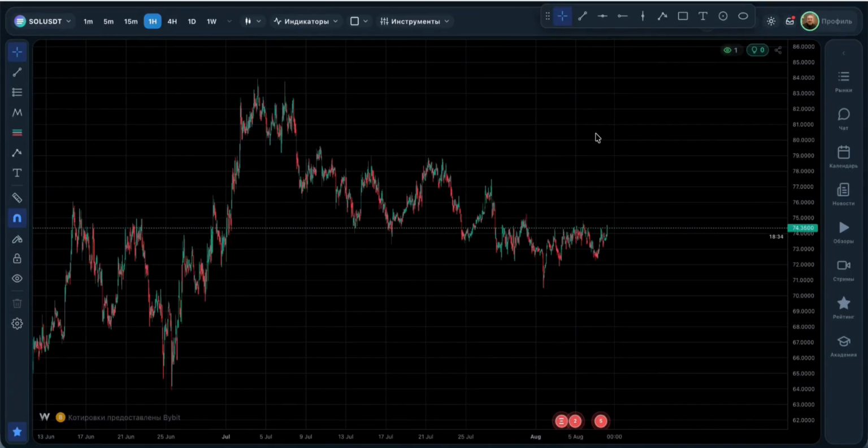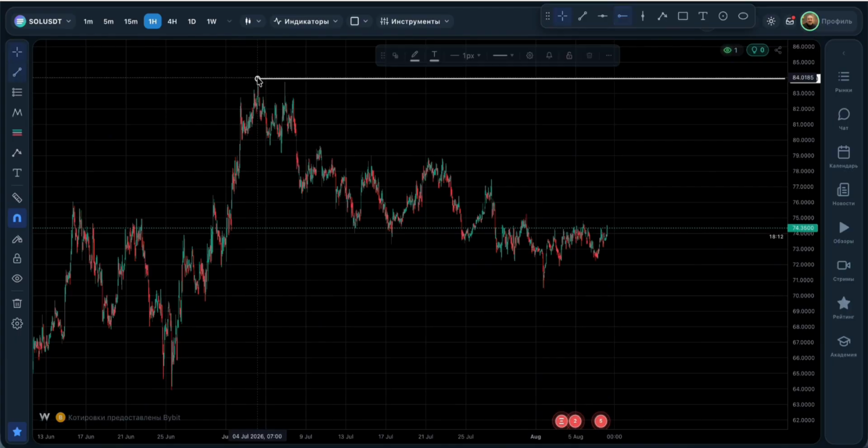Solana, August 8th. So let's take a look. We are formatting the chart in such a way that we have two trend movements. Look, this is the trend movement. Well, there's no way we can split it into parts. That is, this is one single continuous trend movement that started from the reversal point formed at this mark.